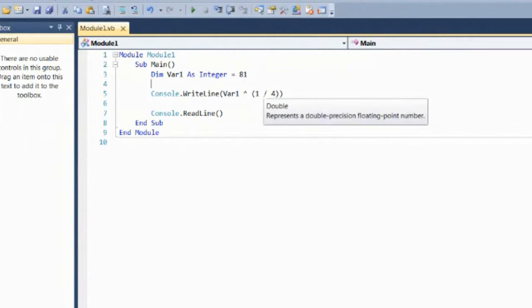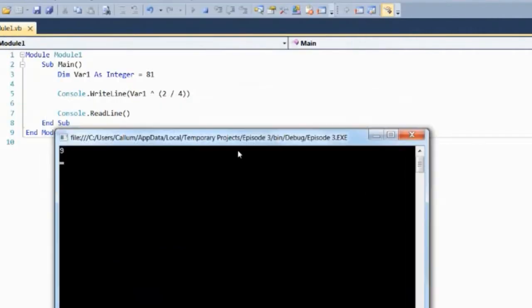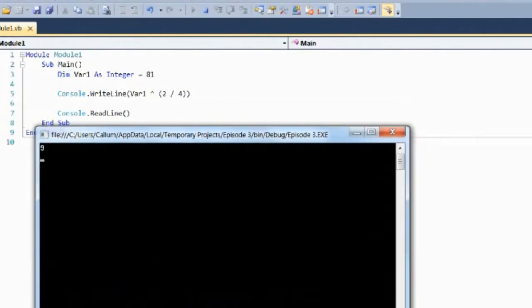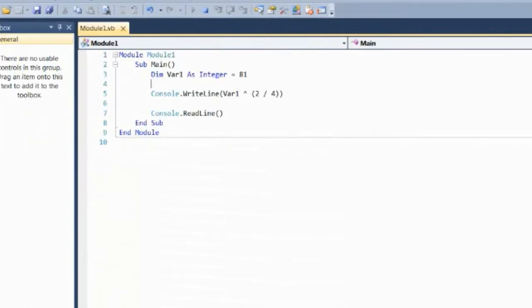Now, if you also know maths, let's say you want to take the fourth root of something and then square it, you can do this. So that gets the fourth root of 81 and then squares it. So that's how you do both on one line pretty quickly. So that's pretty much all you need to know about that. There is something in the maths class, but it's not very good, and it's much better to use the power of rather than their stupid maths class version.